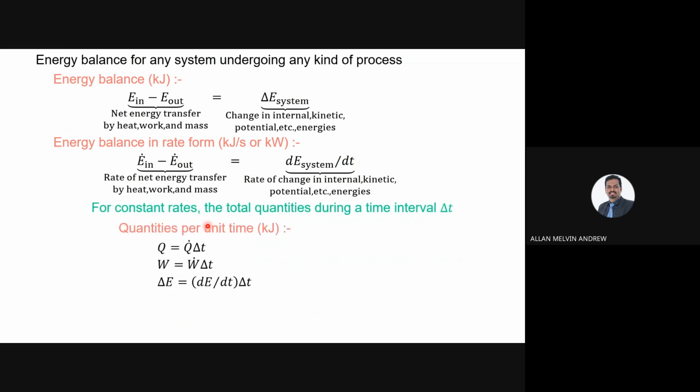Okay, so for constant rate, the total quantities during the time interval, this is another formula that we discussed in part 2. Q equals Q dot times the change in time. W equals W dot times the change in time. And the change in energy equals the change in energy over time times delta t.